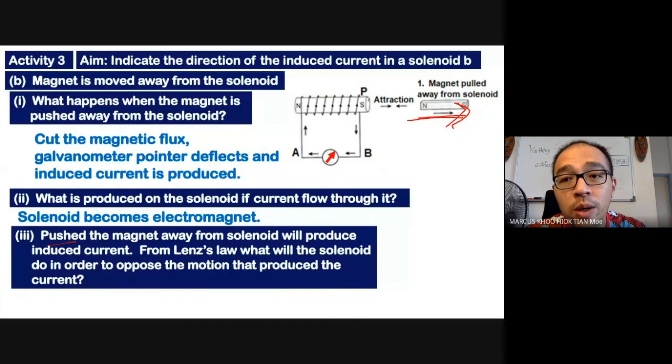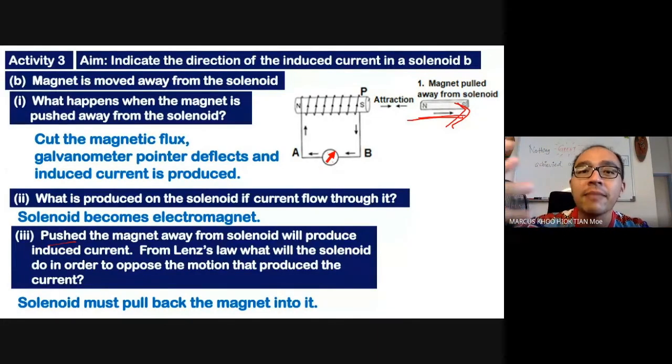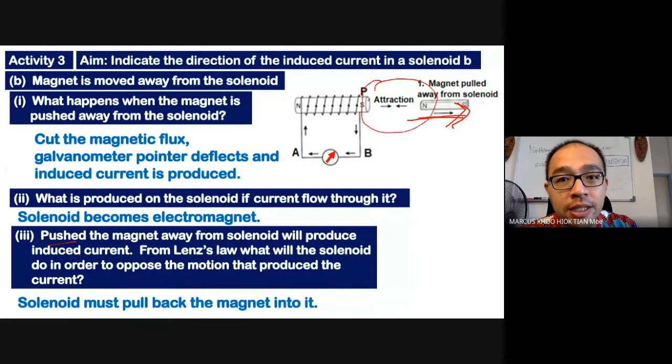From Lenz's law, what will the solenoid do in order to oppose the motion that produced the current? Daniel? Solenoid moves downwards. No, the solenoid won't move downwards. The solenoid cannot move right now. The solenoid just becomes something to oppose the motion. What is going to happen is the solenoid wants to pull the magnet back into it. Not using a hand to pull, but it will become something that has an attraction force. The solenoid must pull the magnet back into it.